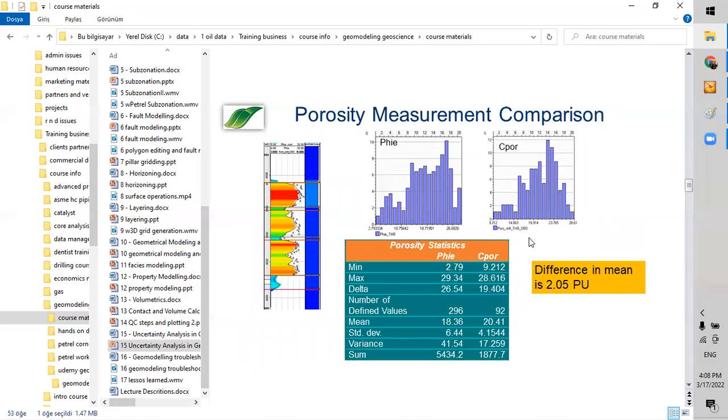So porosity measurement, PHIE effective porosity, core porosity, and porosity statistics you are looking at and comparing at each subzone, because each subzone is showing different characteristics of the rock. That's why you are comparing at each subzone separately. And you see here, the difference is 2.05 porosity units, PU.